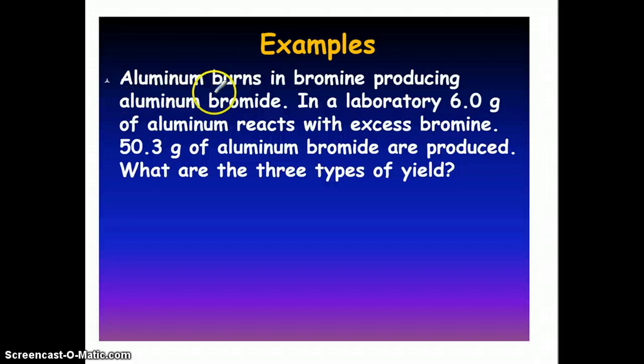All right, here's an example. We see that aluminum burns in bromine, producing aluminum bromide. So first thing we need to do is write an equation. We have aluminum, and that's going to burn in bromine. That means it reacts with bromine. There's something special about bromine. I don't know if you remember, it is a diatomic element, so we have to have that 2 down there. And that produces, which tells us we're going to use the yield sign, aluminum bromide.